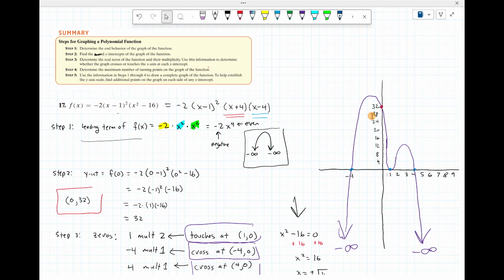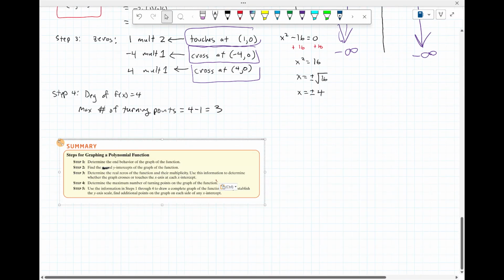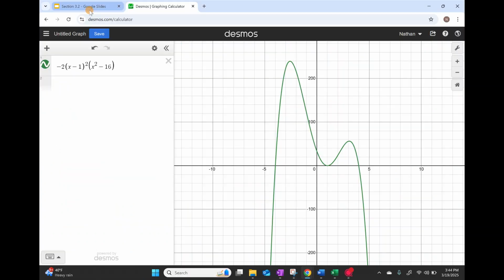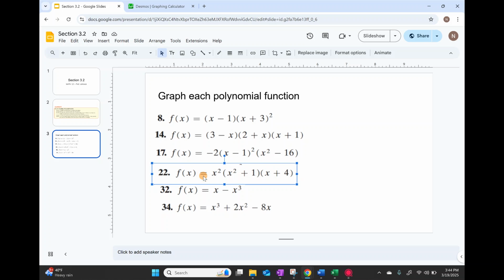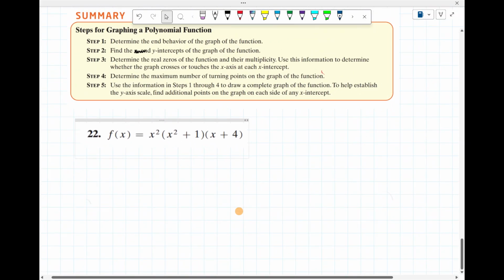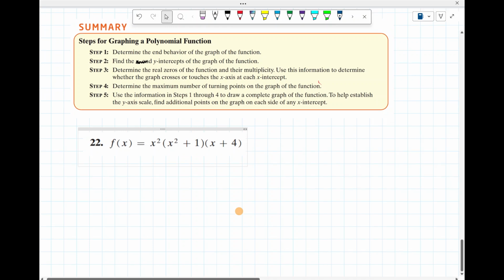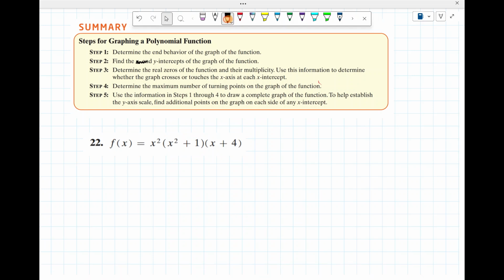All right, let's do another problem using the same steps. But we're going to do number 22. All right. So let's do step 1. And again, what we really want to start with is we want to find the lead term of f of x.